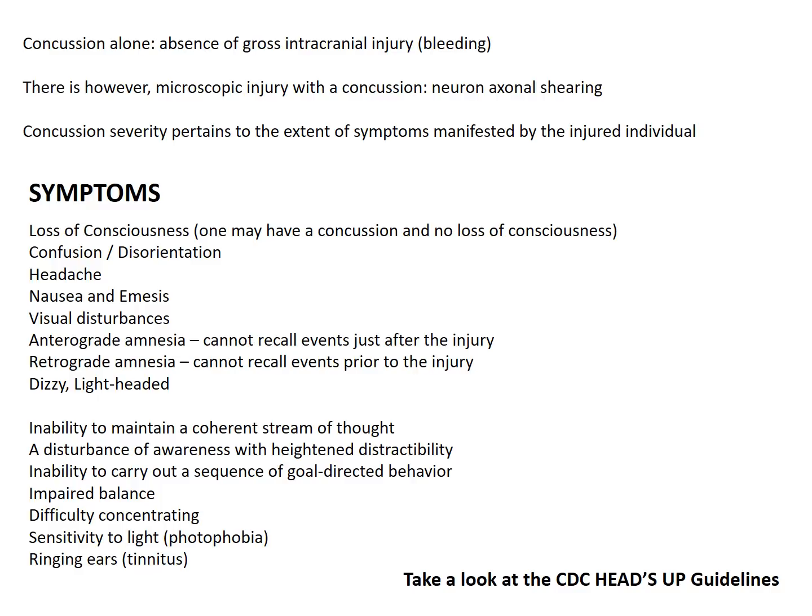So in concussion alone, there should be an absence of gross intracranial injury, bleeding. But microscopic injury is there, and that comes due to neuron axonal shearing. Here is a listing of all the different types of symptoms that one can see after concussion.